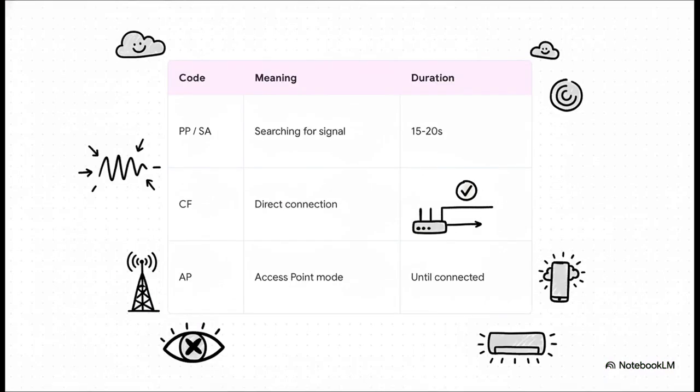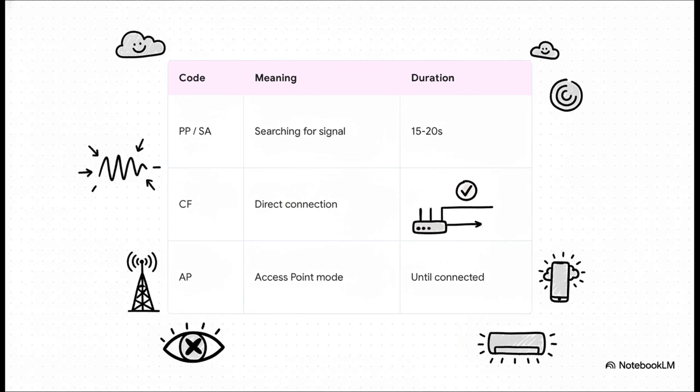If you turn your unit on and immediately see PP, SA, CF, or AP, take a deep breath. Do not panic. These are not errors at all. They are simply status updates telling you what the internal wireless card is doing at that exact moment. PP and SA mean it's actively searching for your home internet. CF means it's ready to connect to your router, and AP means it's acting as a mobile hotspot.